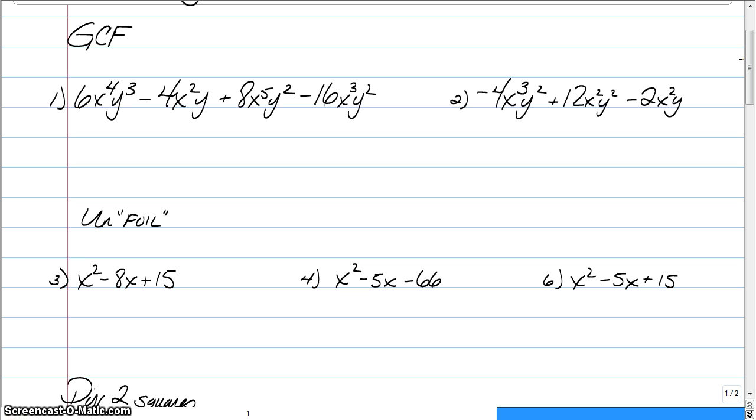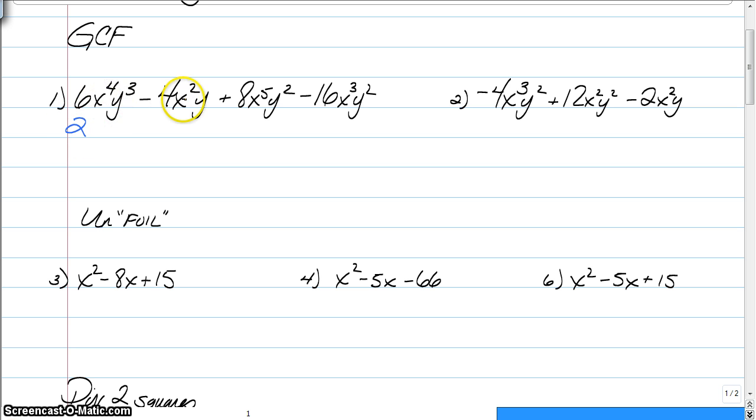So the first thing I'm going to do is step you through one of them, and it's in the GCF category. One of the forms of factoring is just being able to factor out a greatest common factor. So when you're doing a question like number 1, the first thing you want to do is see if you can find a greatest common factor for the entire expression here. So we have a 6, a 4, an 8, and a 16. The GCF of all those is 2.